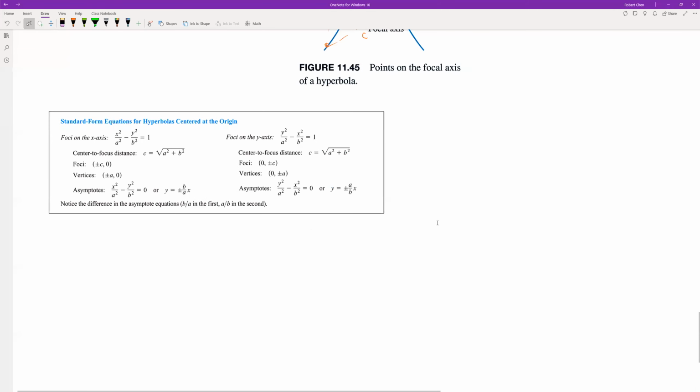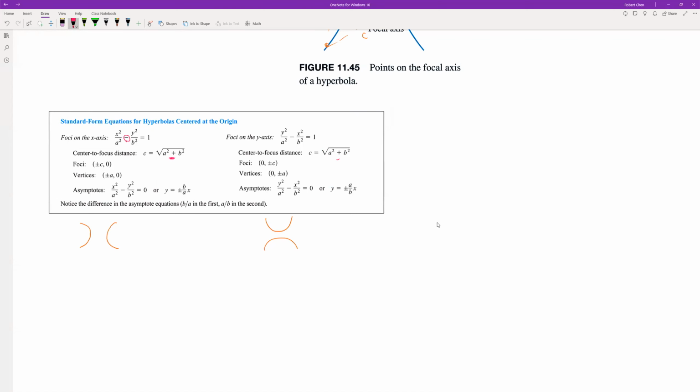All right, so standard form for hyperbola: foci on the x-axis, so it will open horizontally for the first one, and foci on the y-axis, which will be opening vertically like that. You can see that the main difference between this and ellipse is it's minus, not plus. Center to focus is also different: instead of subtracting, we are now adding. Foci is pretty much the same, vertices is pretty much the same.